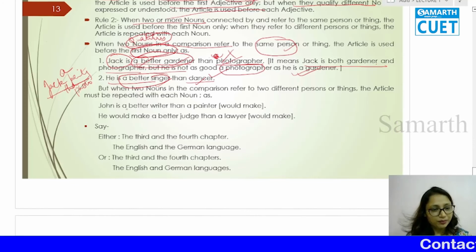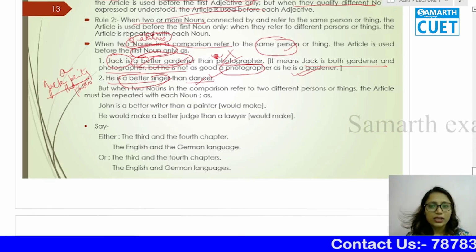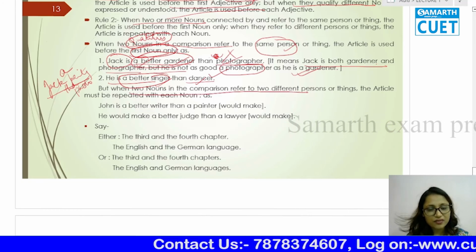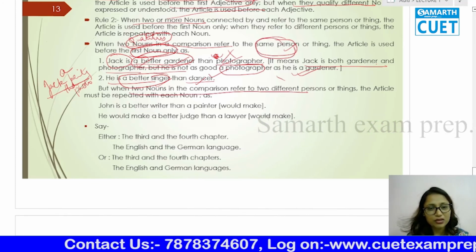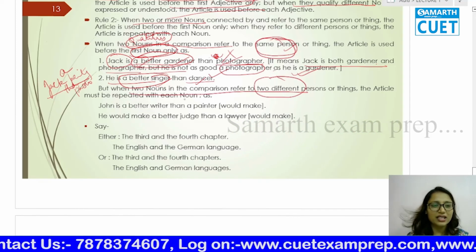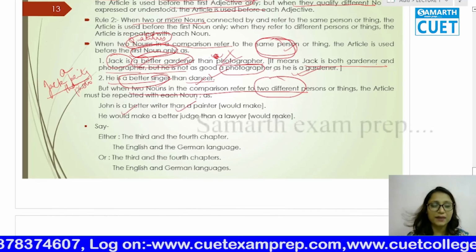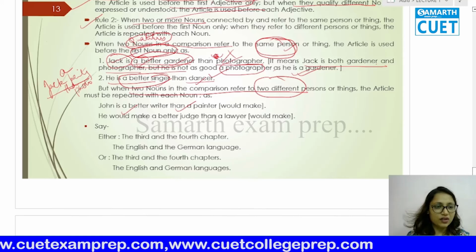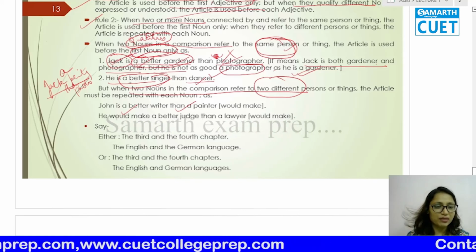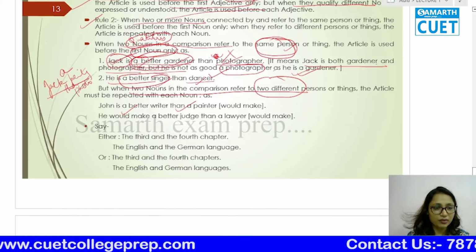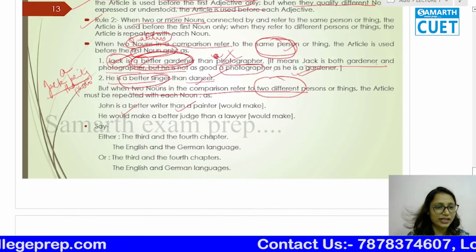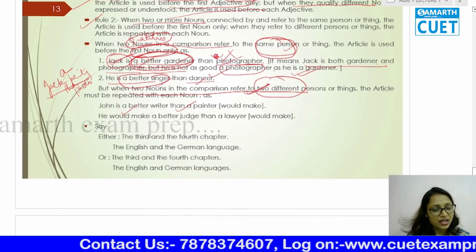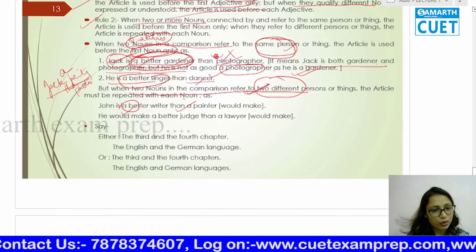Okay, and there is a reverse of this too. We have a reverse too: when two nouns in the comparison refer to two different persons, we are going to put the article before both of them, just like these rules. When we are talking about the qualities of one person, we put the article only before the first quality. But if we are talking about two different persons or two different things, we are going to put the article before both of them.